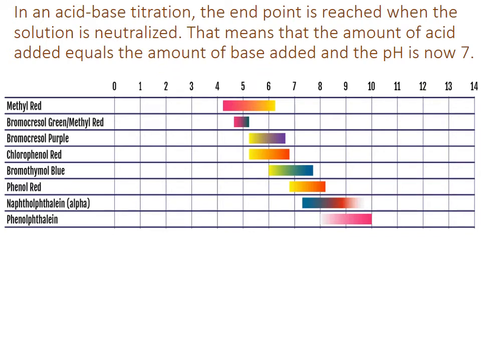In an acid-base titration, the endpoint is reached when the solution is neutralized. That means that the amount of acid added equals the amount of base added, and the pH is now 7. Here are a number of indicators that change their color around a pH of 7.